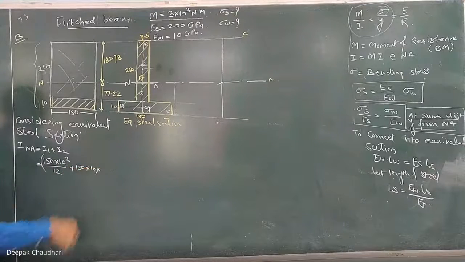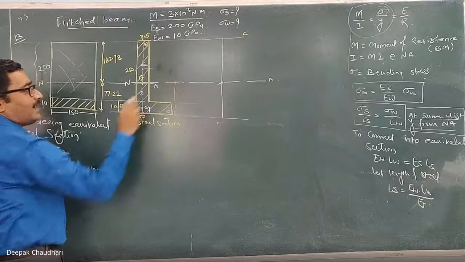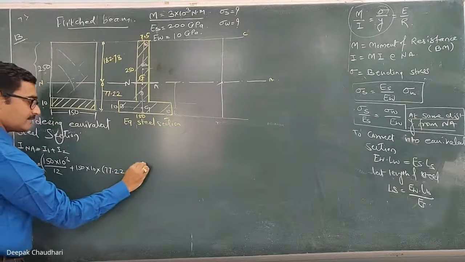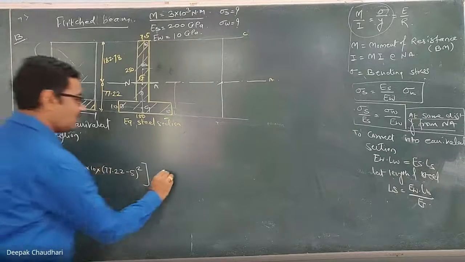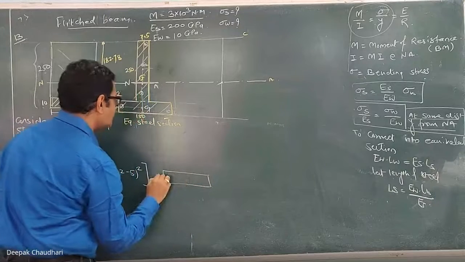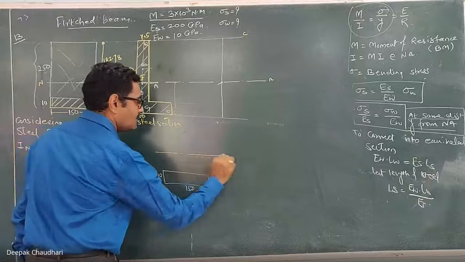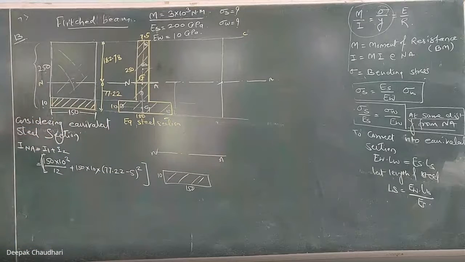150 into 10 into the square of the distance between the two parallel lines. How much is the distance between these two parallel lines? It is 77.22 minus 5, whole square. So this is I1. Have you understood this? This is the moment of inertia of this first rectangle, whose dimension is 150 by 10, which we have calculated about this neutral axis. This is the answer. Any doubt? Okay.